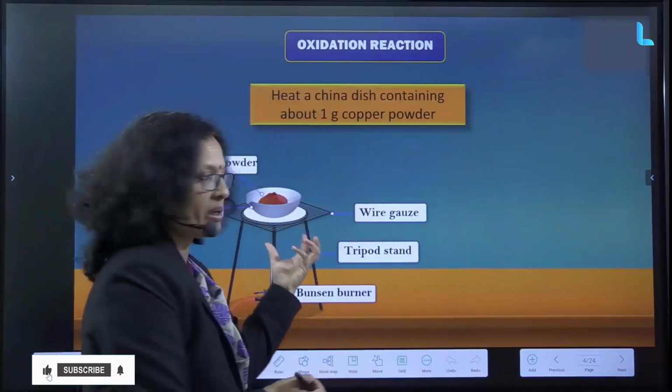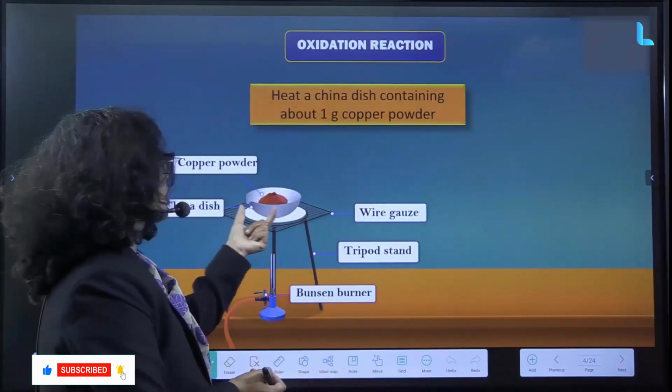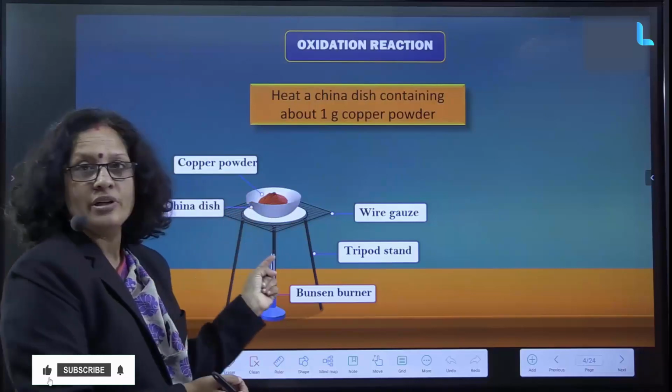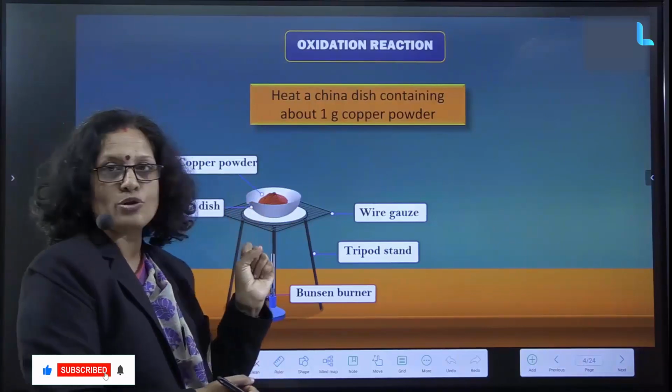For example, we have an experiment here. In this there is a china dish. In that there is copper powder. Which color is the copper powder? Just observe this.